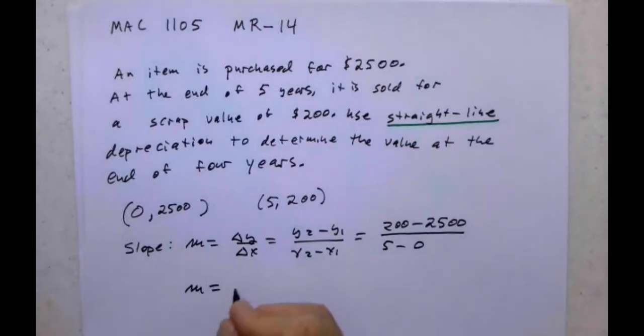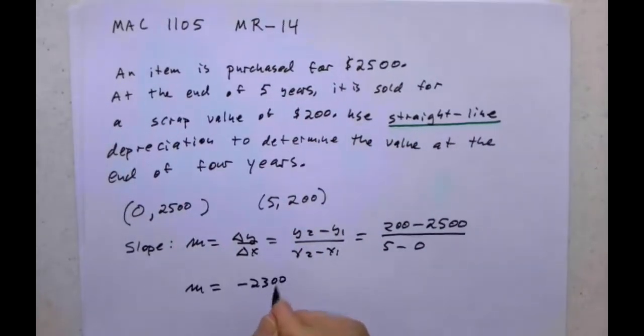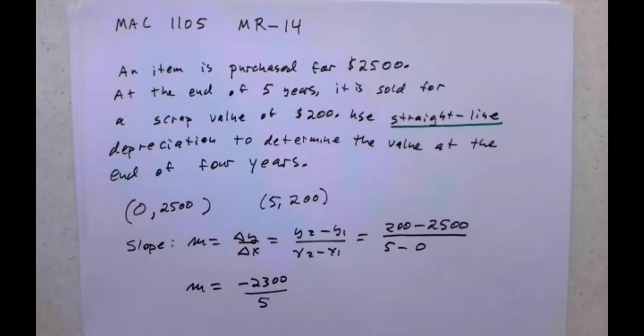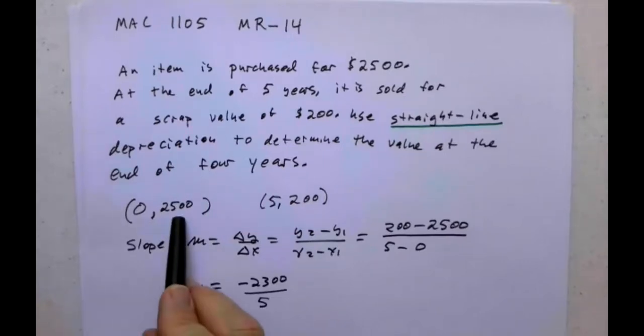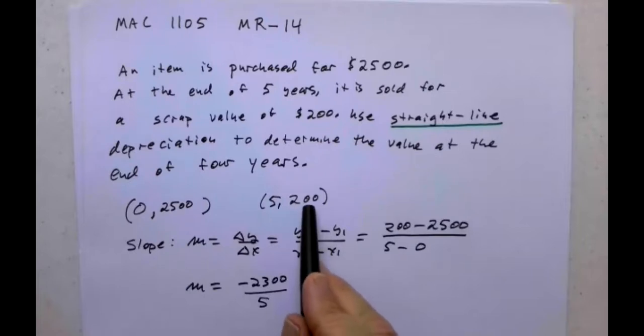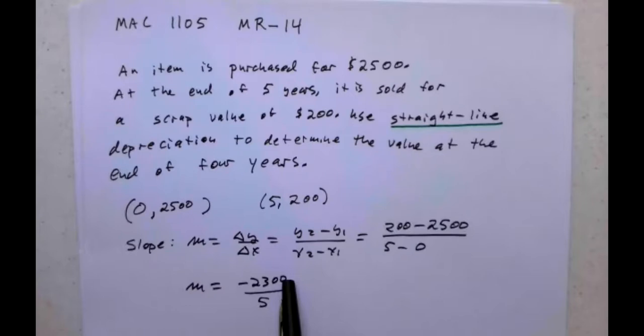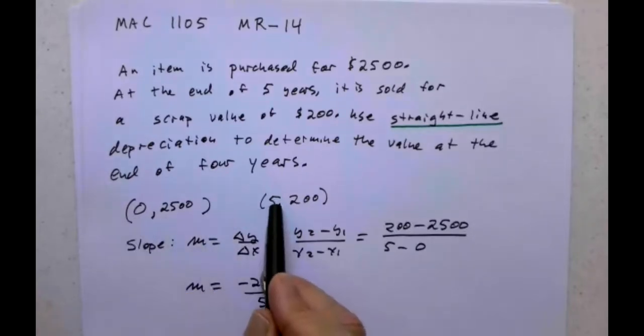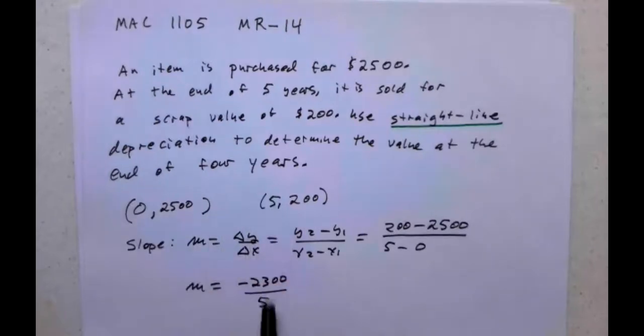So we get slope is negative 2,300 over 5, which I hope you can see as change in y. If I start at a y of 2,500 and it ends at a y of 200, the y is decreasing by 2,300. Hence, change in y is down 2,300. I start with an x of 0. I end with an x of 5. The x goes up by 5. So negative 2,300 divided by 5 is negative 460.